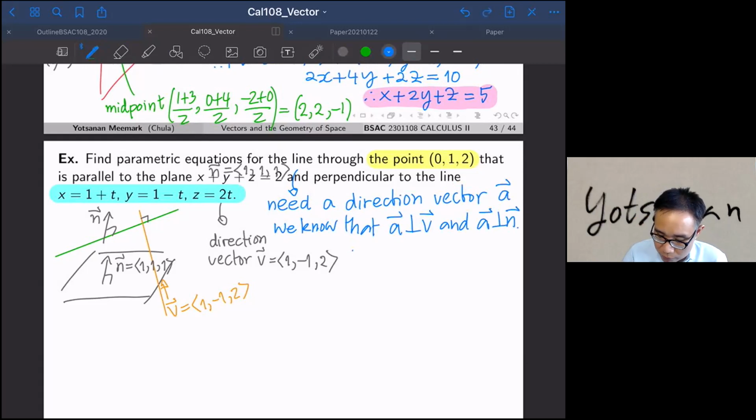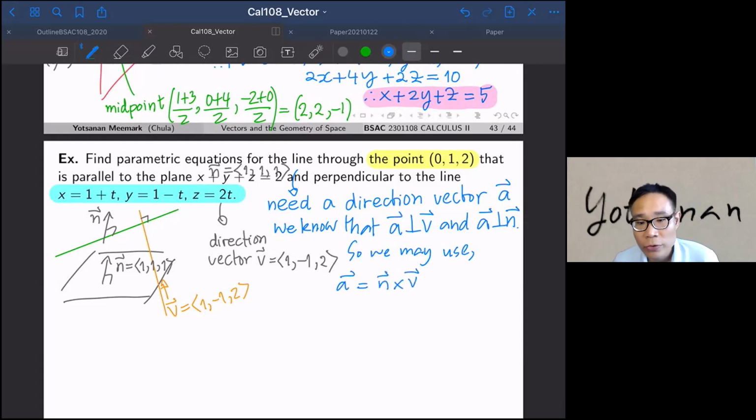So we may use A to be just the cross product between n and v. In this case, it's going to be i, j, k, and what is n? n is 1, 1, 1, and v is the orange one, which is 1, negative 1, 2. So we have A equal to this one.